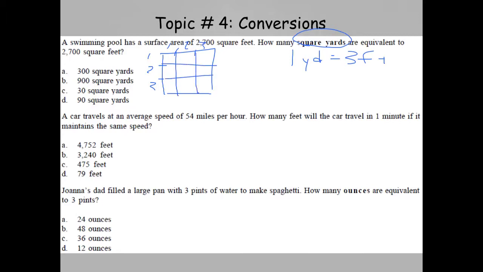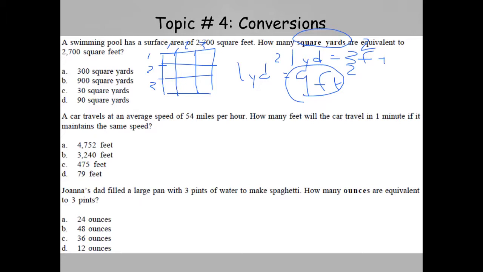And if you draw that grid, we get 1 square yard is equal to 1, 2, 3, 4, 5, 6, 7, 8, 9 square feet. The reason is because if the conversion is 1 to 3, if we're talking square, we square it. And 3 squared gives us, of course, 9 feet.